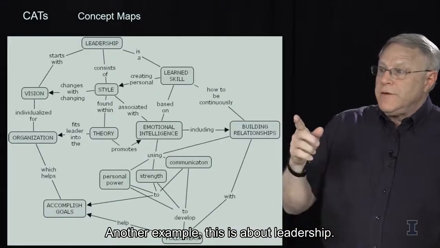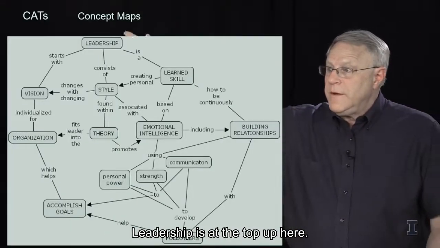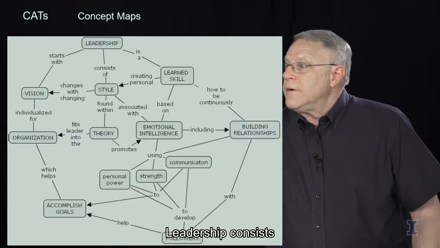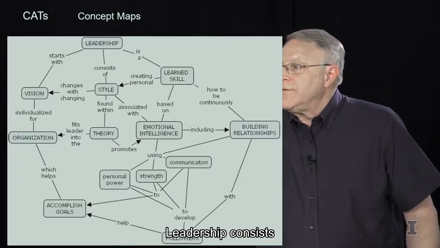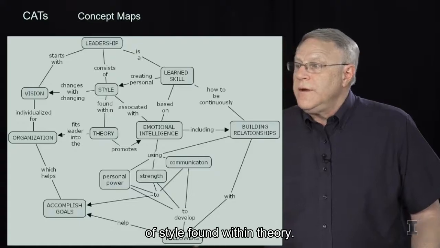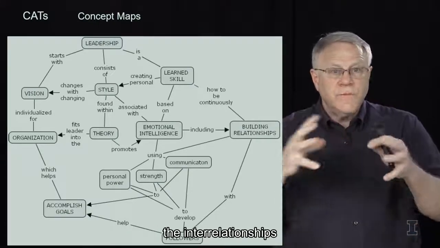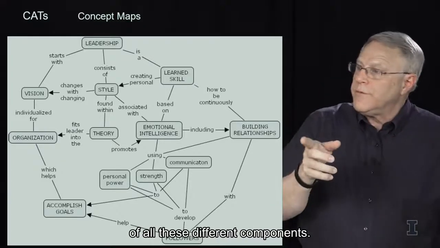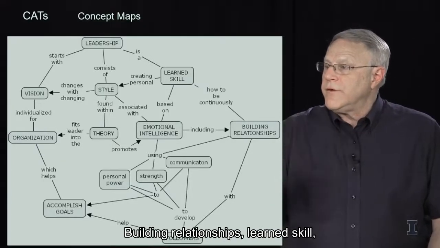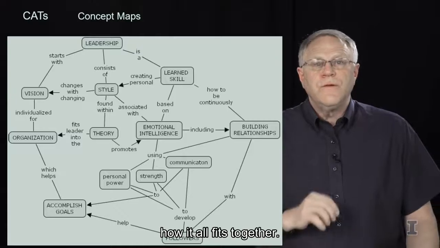Another example, this is about leadership. Leadership is at the top up here. Leadership consists of style found within theory. You can follow those arrows on down and you can start to see the interrelationships of all these different components. Building relationships, learn skill, communication, and so on, how it all fits together.